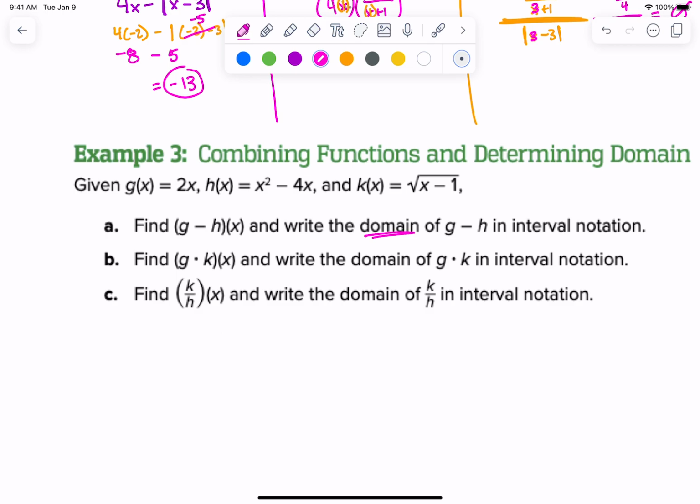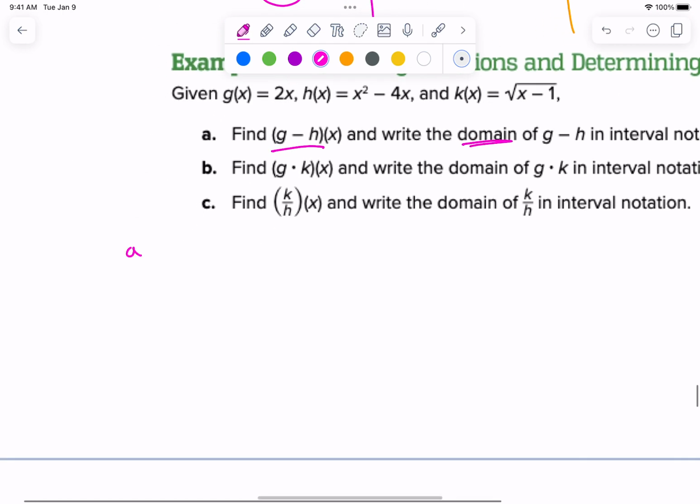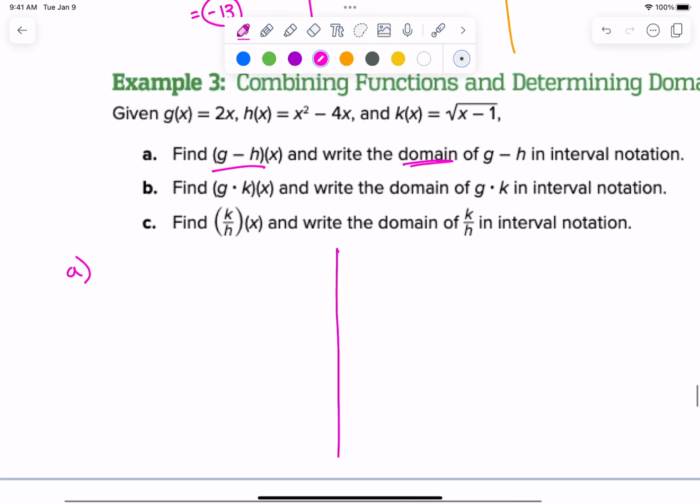Ready? Here we're subtracting them. Okay, so I'm going to do A down here. So we have some room. Okay, A is going to go right here. We're doing G minus H. G is this guy. So I have 2x minus H is x squared minus 4x. There's a reason why I put him in parentheses.